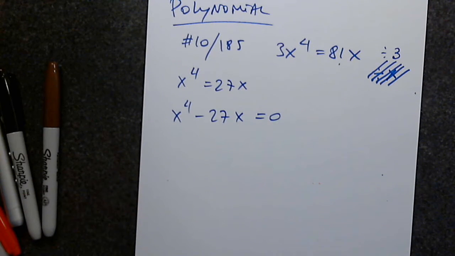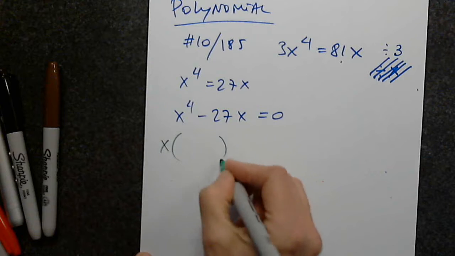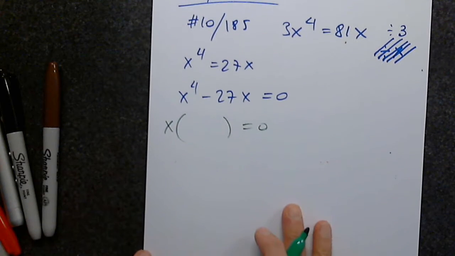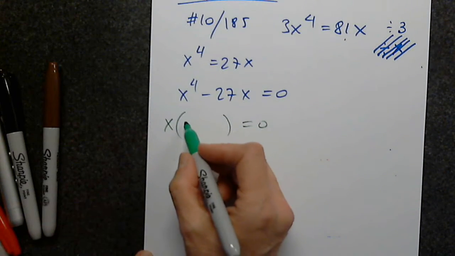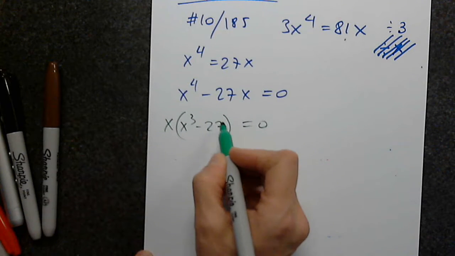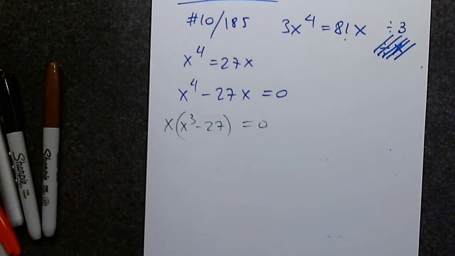Okay, it's a binomial. It's in descending order. Greatest common factor, yes. Which is? Very good. What is left in parentheses? 1, 4. Awesome. And now I have to think about x cubed minus 27.